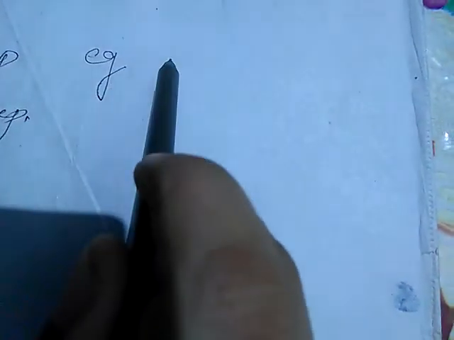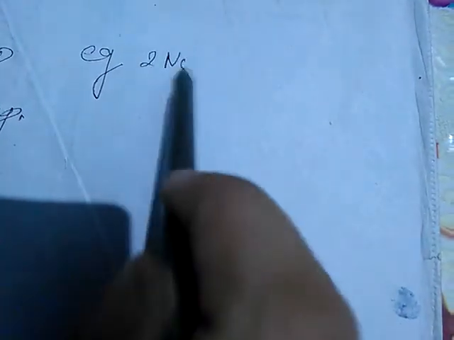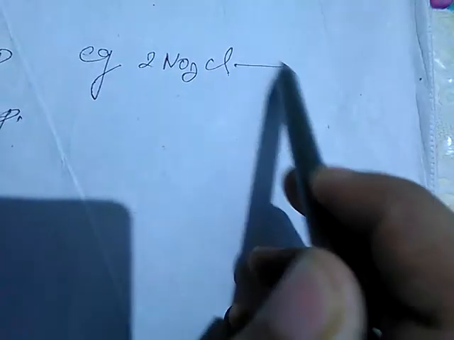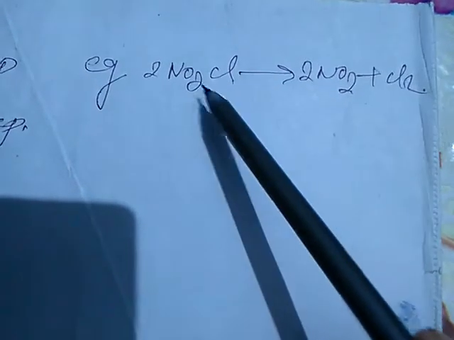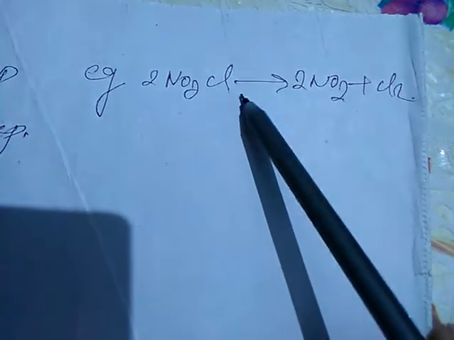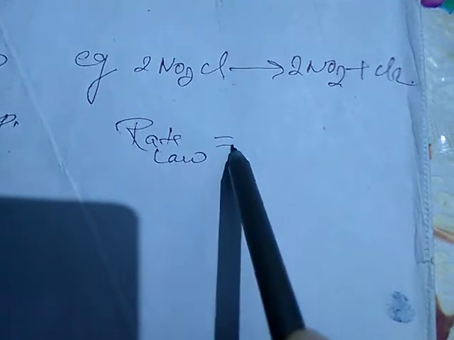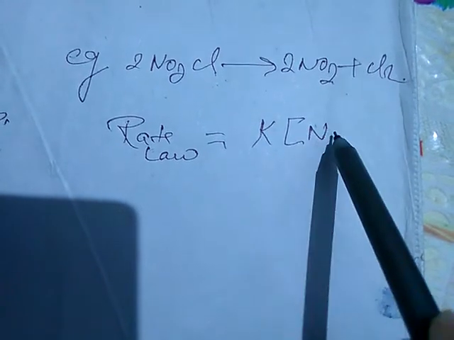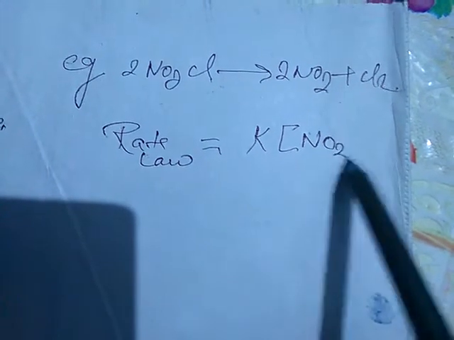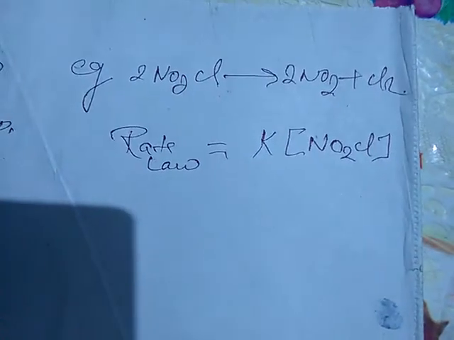Another example for this complex reaction is 2NO2Cl giving 2NO2 plus Cl2. This is an equation of a complex reaction. The experimentally determined rate law for this reaction is rate = K, concentration of NO2Cl power 1.